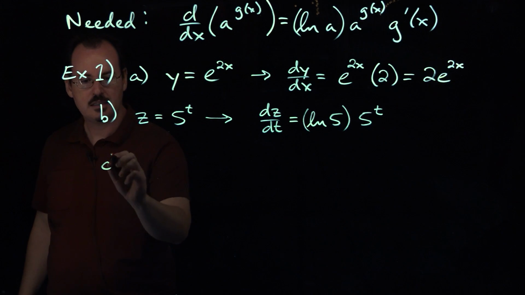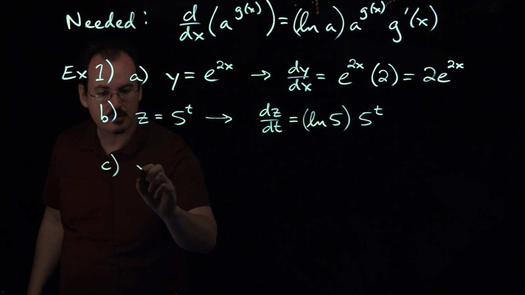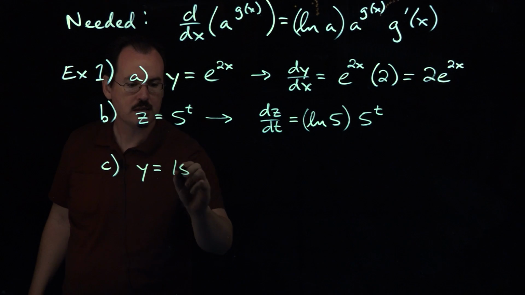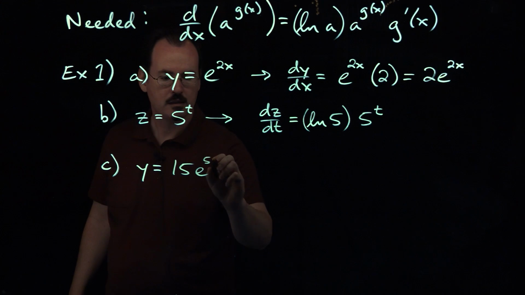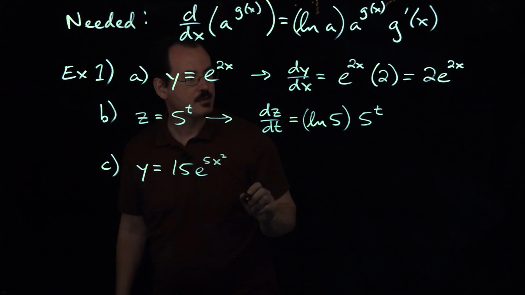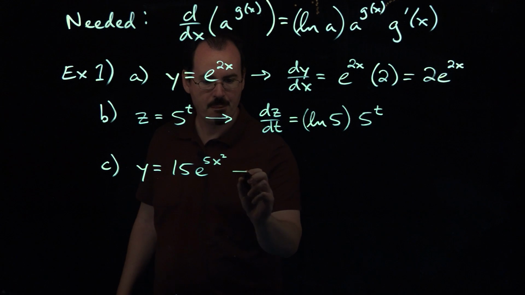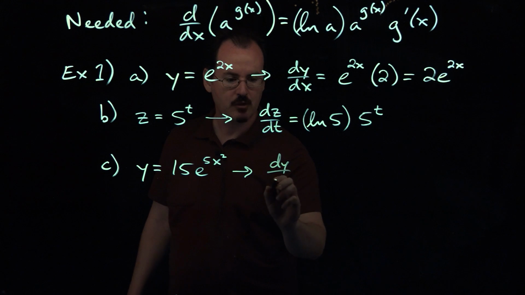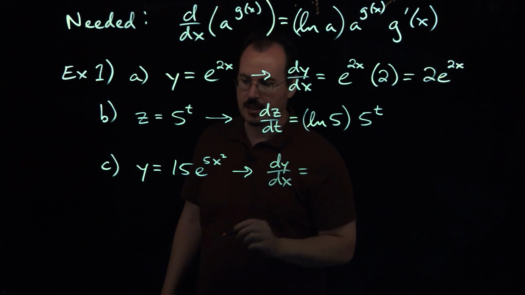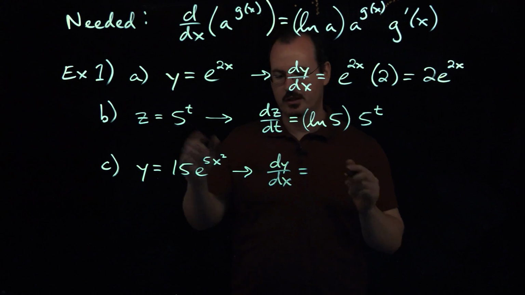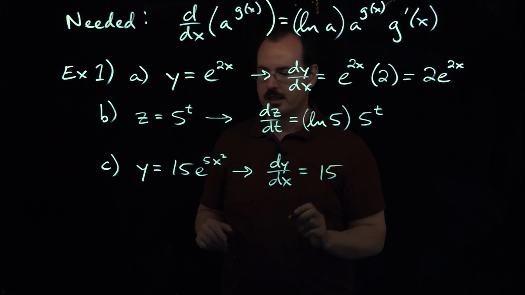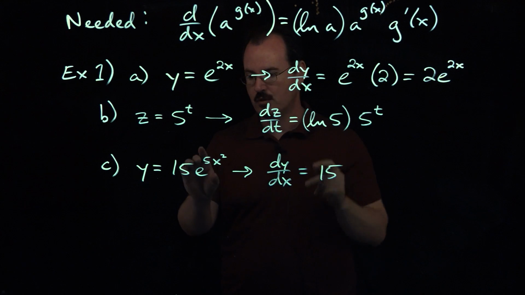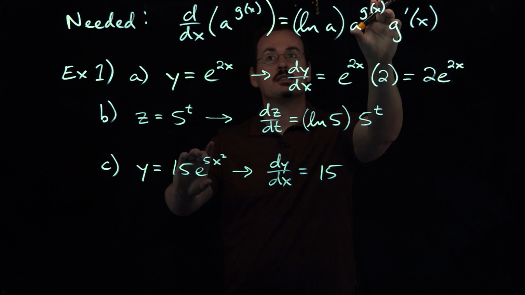For C, y is equal to 15e to the 5x squared. So again, this is y as a function of x, so its derivative is called dy dx. And if you've got a number in front, you basically just copy that number. And then again, the thing that you see here, this has base e, so we don't have to worry about that ln part. Ln of e is just 1. So again, notice that the next thing we write is we just copy it.